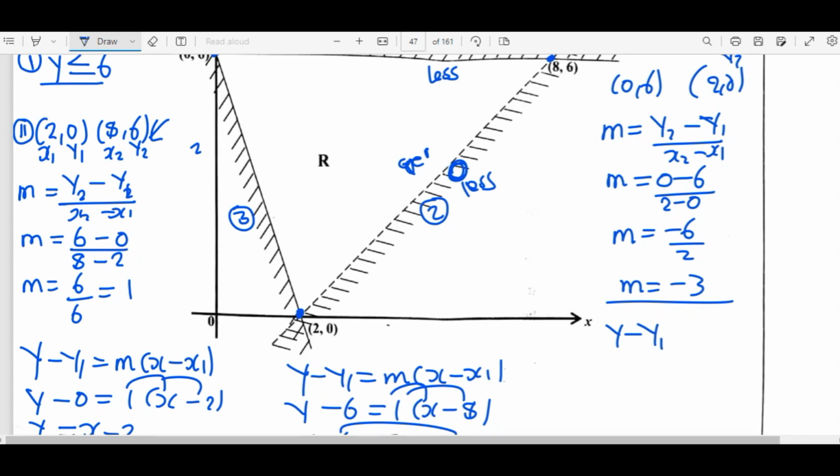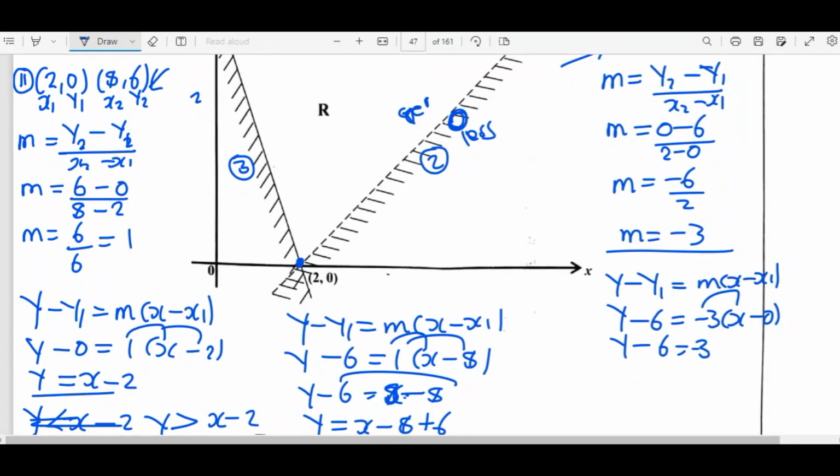Then the equation is y minus y1 is equal to gradient times x minus x1. So y1, if we use this one, is 6. Gradient is negative 3, x minus 0, so y minus 6 is equal to negative 3x. Then if we take this to the right side, y is equal to negative 3x plus 6 as our final answer. Now remember, the region that we want is greater, so we say y is greater than or equal to negative 3x plus 6.